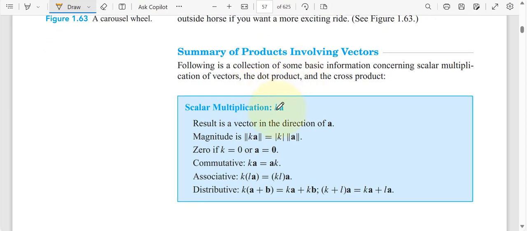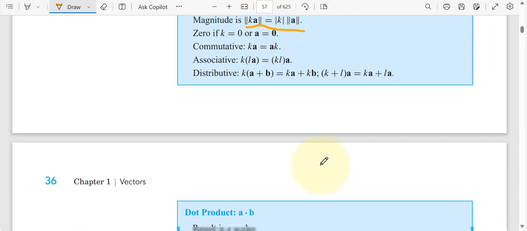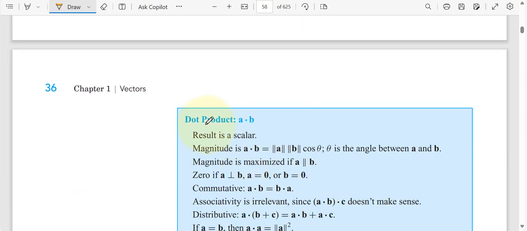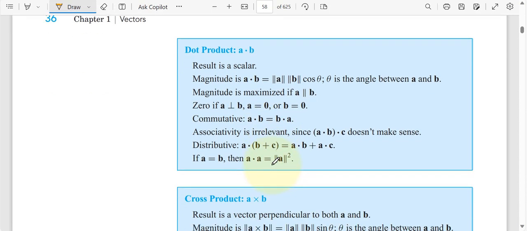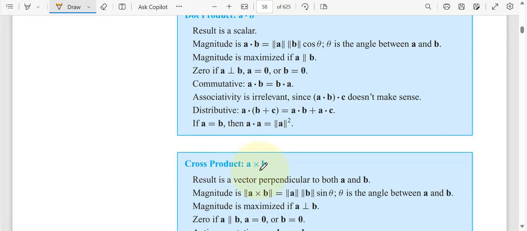So, this is a kind of product that involves the vector A. We're taking a scalar times A, and there are some properties of that. We just talked about the last property a minute or two ago, but there are other properties that we've talked about. And then they have dot products of vectors, and properties related to that. And then they have properties related to the cross product, but we didn't discuss the cross product.